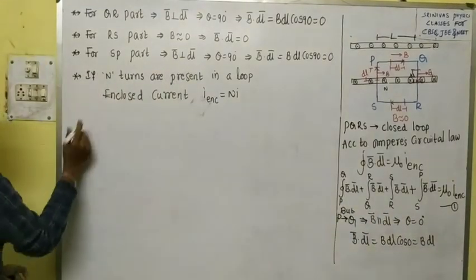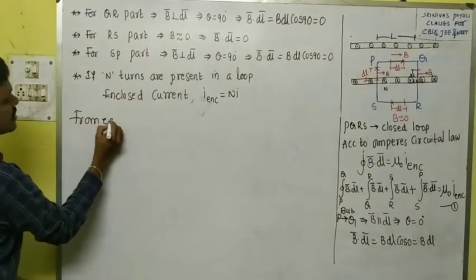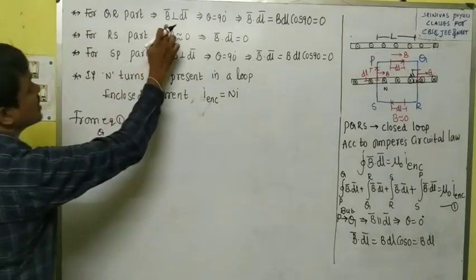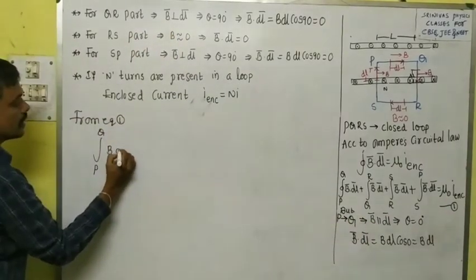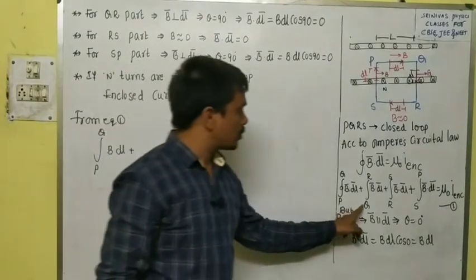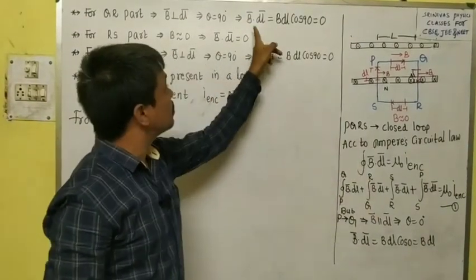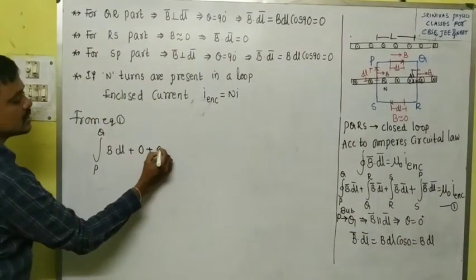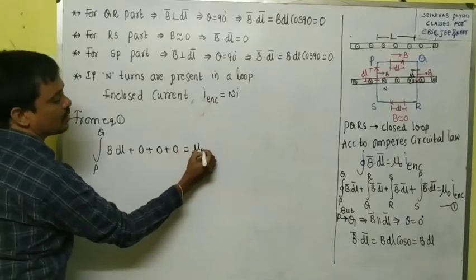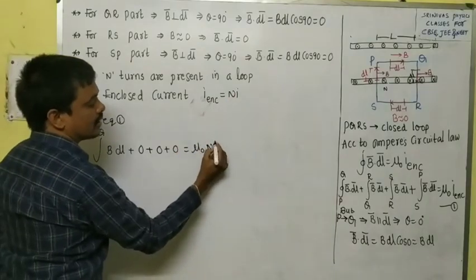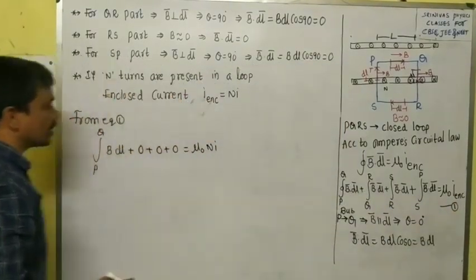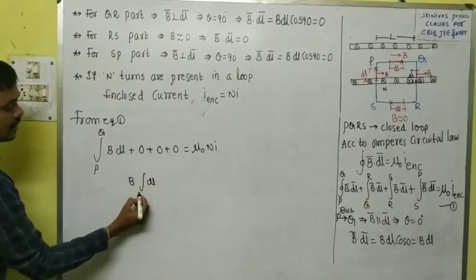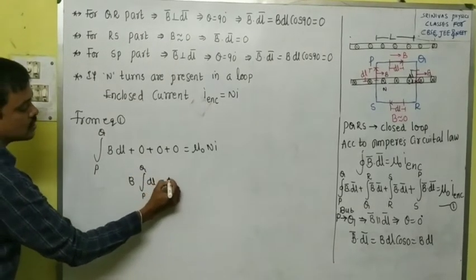From equation 1, we write the integration P to Q of B bar dot dL bar, which is B dL, plus Q to R, B bar dot dL bar is 0, and the other parts are 0. That means plus 0 plus 0 plus 0 is equal to mu naught times the enclosed current, which is N I. Then B integration dL from P to Q is mu naught N I.